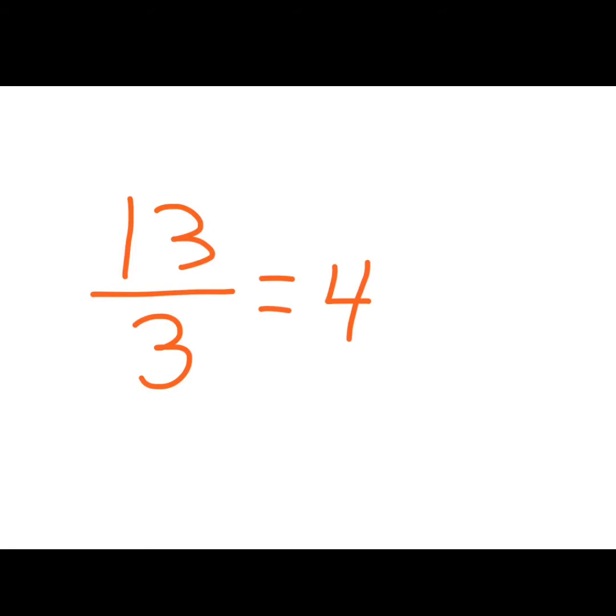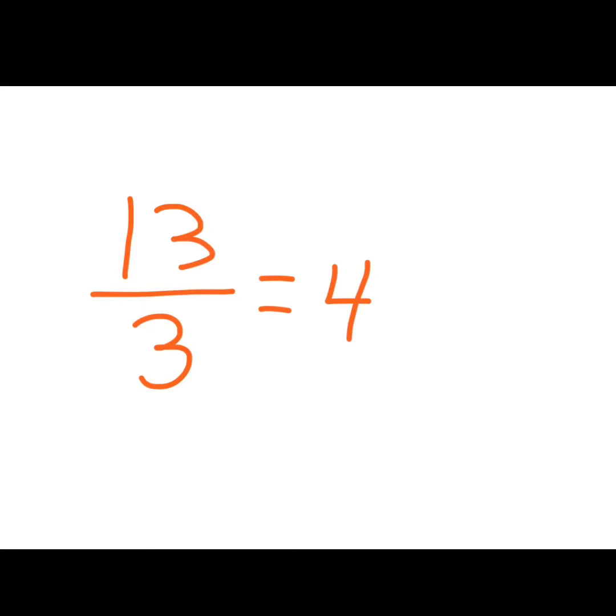If you want to go the other way and go from an improper fraction to a mixed number, you have to do a little bit of division. So for example, if we had 13 thirds, what would that be as a mixed number? So we need to figure out 3 times what will get me close to 13 without going over, and the answer is 4, because 3 times 4 is 12.